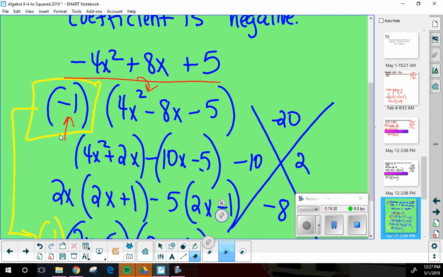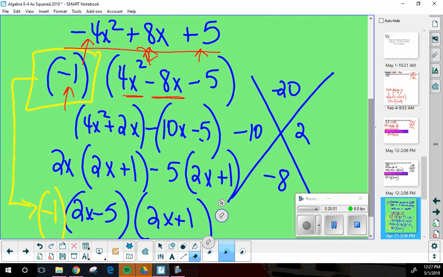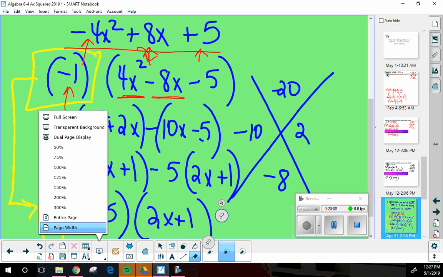So notice that negative 1 times negative 4x squared is 4x squared. So if you take this out and you multiply this, negative 1 times 4x, you'll get that. Negative 1 times negative 8x will give you that. Negative 1 times negative 5 will give you that. And that could make your polynomial easier to factor. So now watch this. Go do your steps. 4x, let me cover this up so it's a little easier to see.